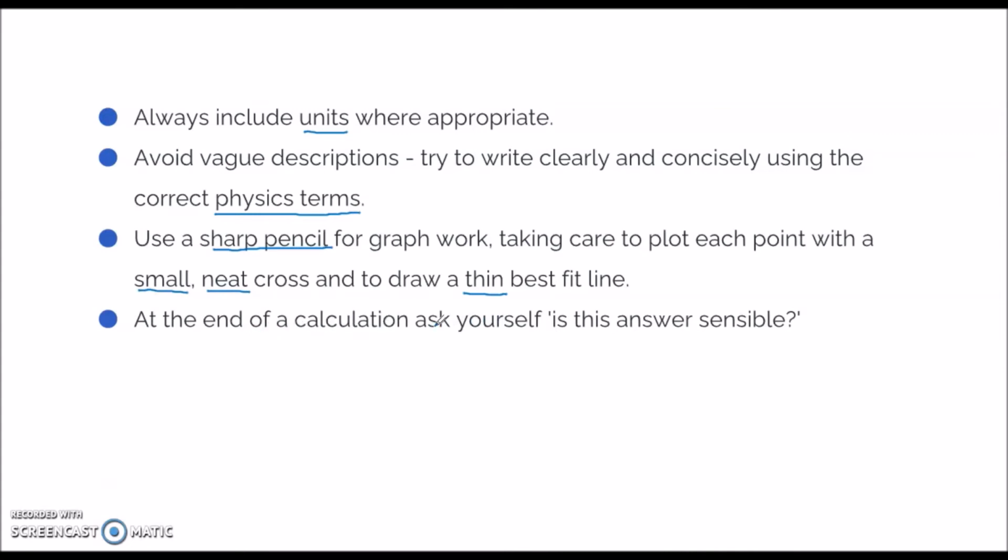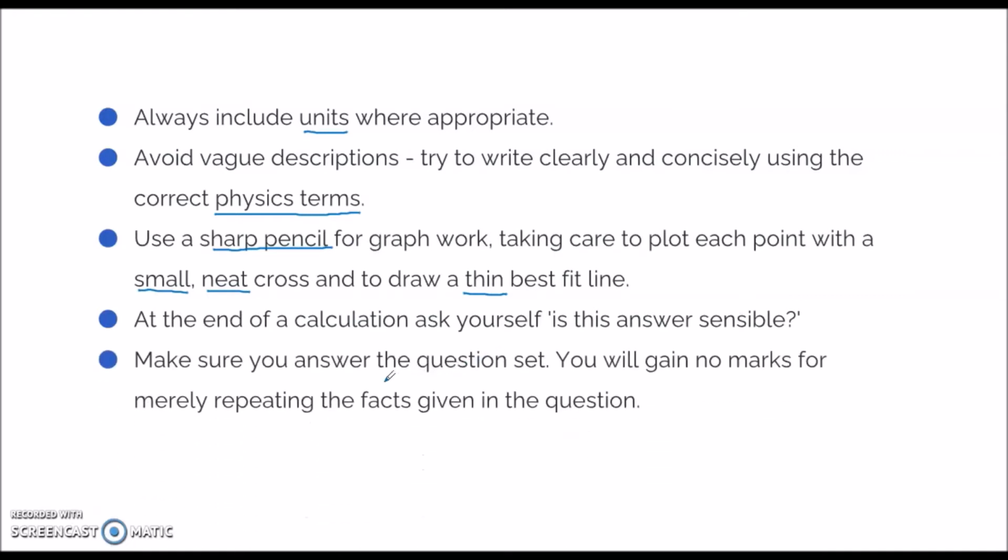Next, at the end of a calculation, ask yourself, is this answer sensible? For example, when you calculate the speed of sound in air and suddenly your answer is 3000, think back, is 3000 meters per second sensible for the speed of sound in air? It is not right. The speed of sound in air should be around 300 meters per second. So there must be some careless mistake in your calculation. So check back.